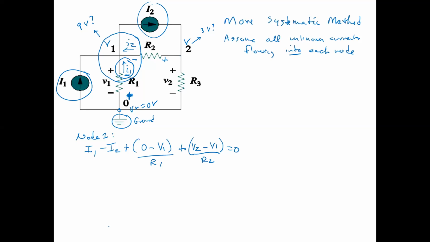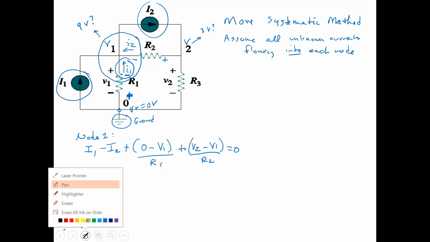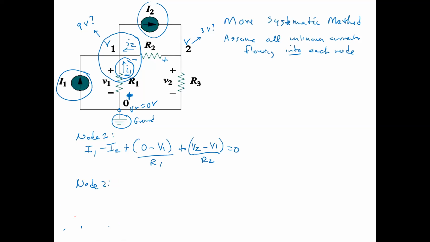And for node 2, then we switch again, and I wish I could change colors, but I've somehow, oh, there it is. Oh, wait, it came up. There it goes. So for node 2, let's do it this way. Let's assume that I2 is going into node 2 and I3 is going into node 2 as well. Oops, that should be an I in front of that. It would help if you had different colored pens in this class.